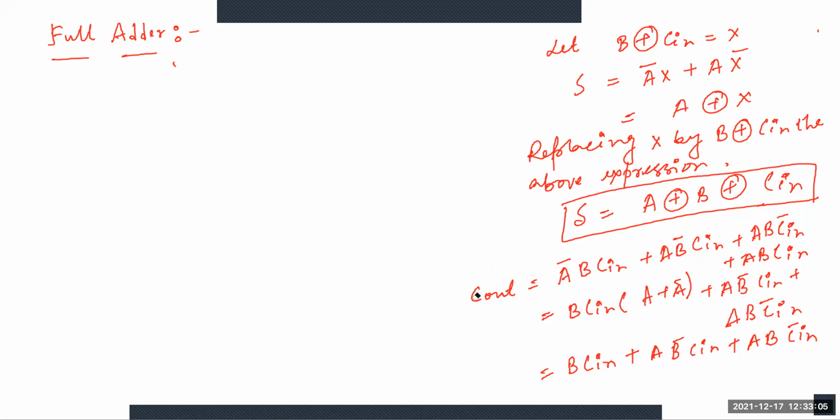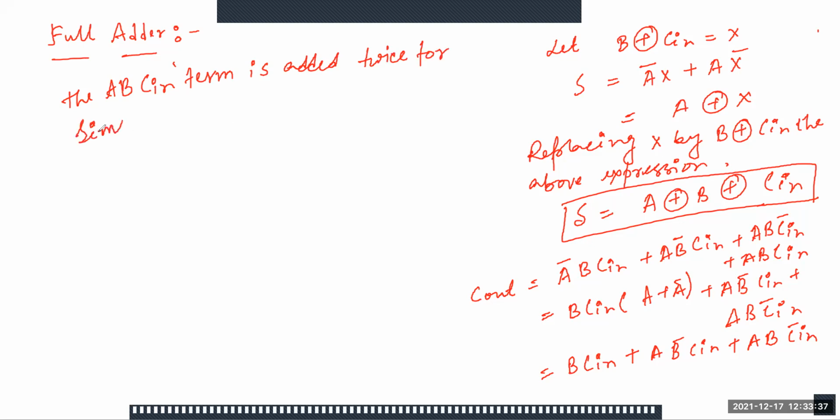Okay, so we have the expression till now. For the case of C out, this is BC in plus AB bar C in plus ABC bar in. Now the ABC in term is added twice for simplification. We are just trying to simplify this expression.